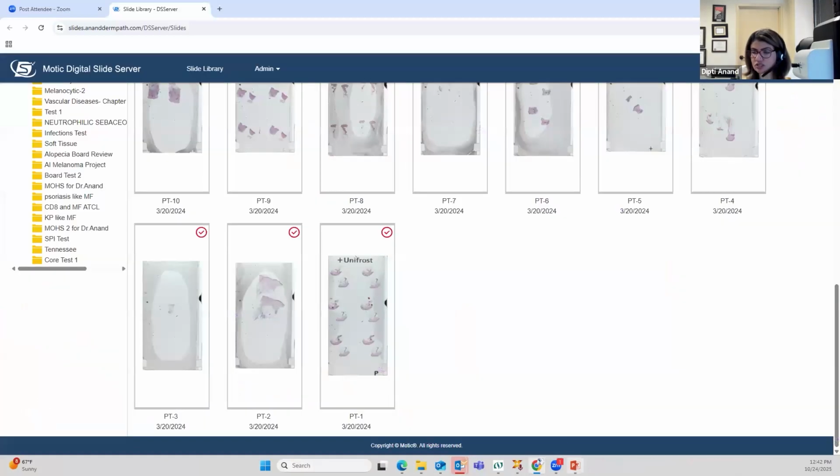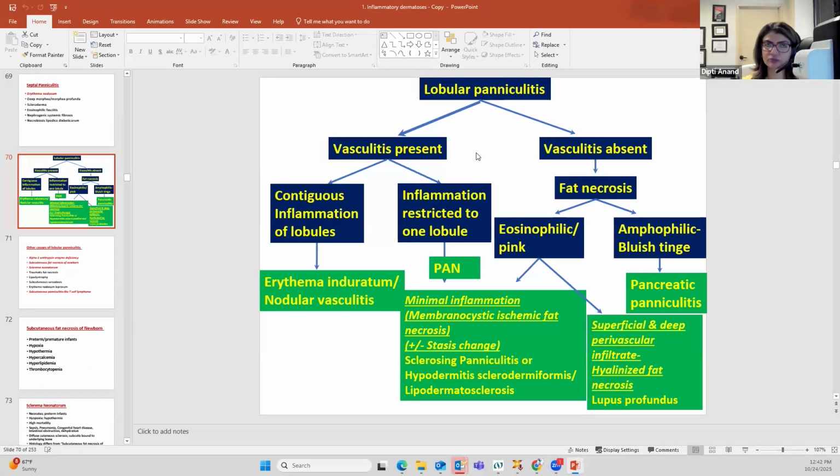Now let's come to your causes of your lobular panniculitis. So when you know that you're dealing with the lobular panniculitis, it's always important to look at the vessels first, okay? So look at the vessels. Are the vessels normal, right? Are they being walled by calciphylaxis like what we talked about? Is there a vasculitis? Isn't there a vasculitis?